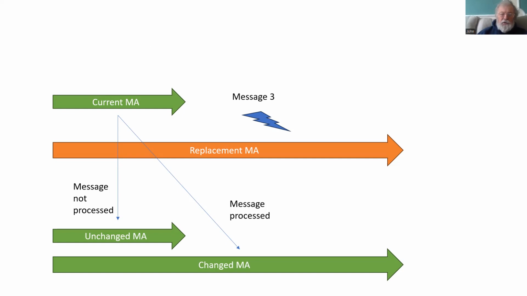If the message hasn't been processed, then the onboard will continue to request MA updates. The MA requests going back will trigger the process again. And so, hopefully, the next time the new replacement MA is sent, it will be processed and the train will be able to proceed.